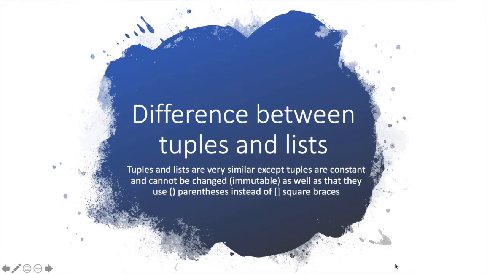The difference between tuples and lists. Now, tuples and lists are extremely similar. However, tuples are constant, immutable, and they cannot be changed, and they use parentheses, while lists can be changed in many ways, such as by reassigning, and they use square brackets. If you don't know much about lists, make sure to check the video in the corner, and I will be linking it in the description box in case.